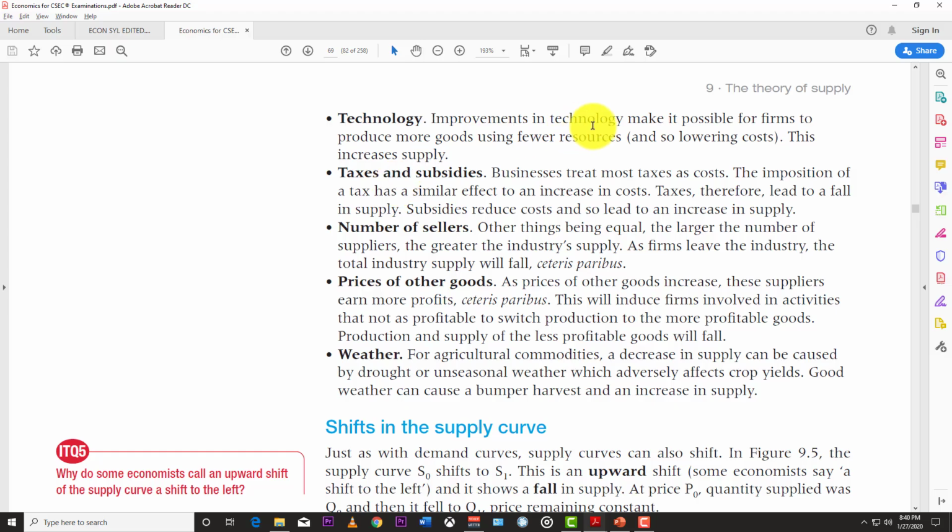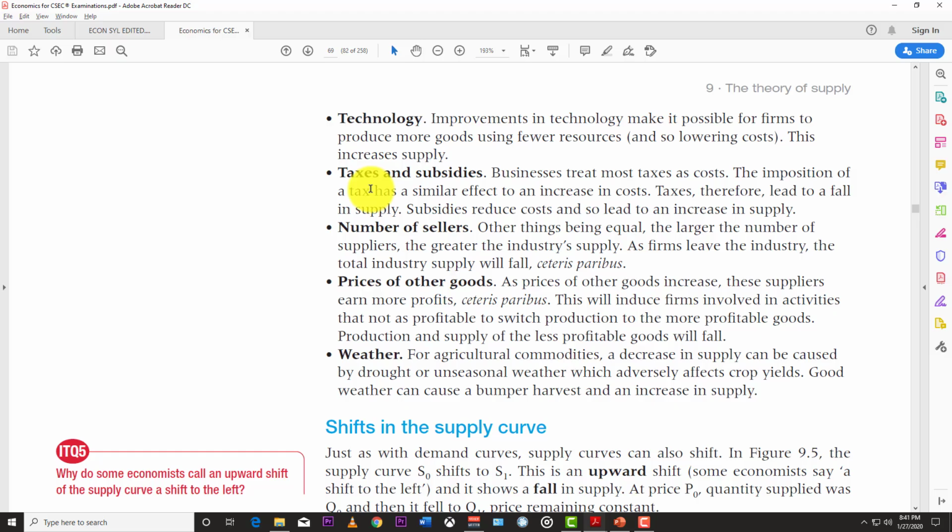Improvements in technology make it possible for firms to produce more goods using fewer resources, and so lowering costs. This increases supply. Our next determinant: taxes and subsidies. A tax would be akin to an increase in production costs or factor costs. So an increase in tax would cause supply to go down, whereas a reduction in taxes would cause supply to increase because production is now cheaper.